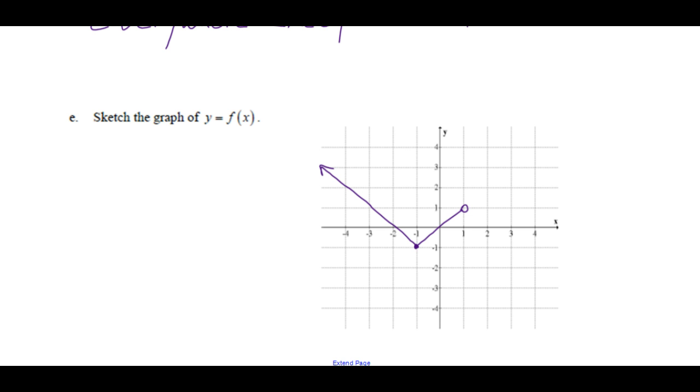So f of 1, we now go down to the third function, which is x squared minus 2x. So that's negative 1. And then you head up like this. Big dot there. Okay, so that's your piecewise function, right? We have three pieces. We've got when x is less than or equal to negative 1, we've got between negative 1 and positive 1, which does not include, right? And then this includes.